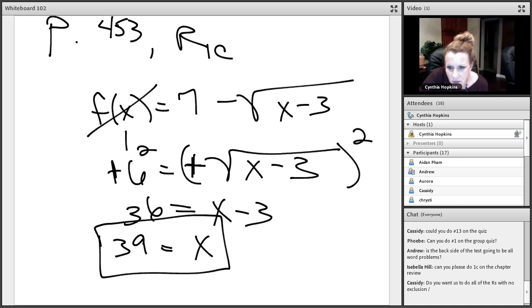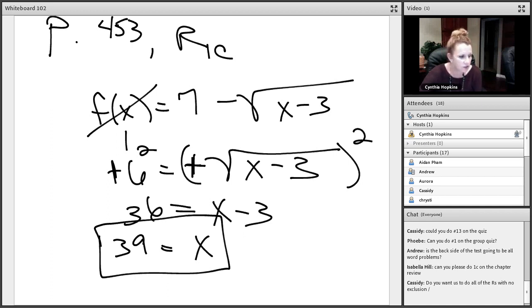Cassidy, do I want you to do all the R's with no exclusions? Yeah, I never did go back and look at that. R5 is good. R6 is good. Yeah, and there's only 6 of them. So yes, it's actually a pretty short assignment, isn't it? So yes, R1 through R6, and I'll send a reminder out about that. That's not due till Friday, okay?